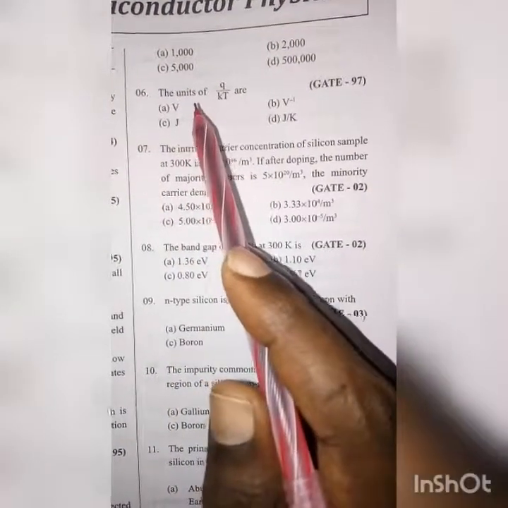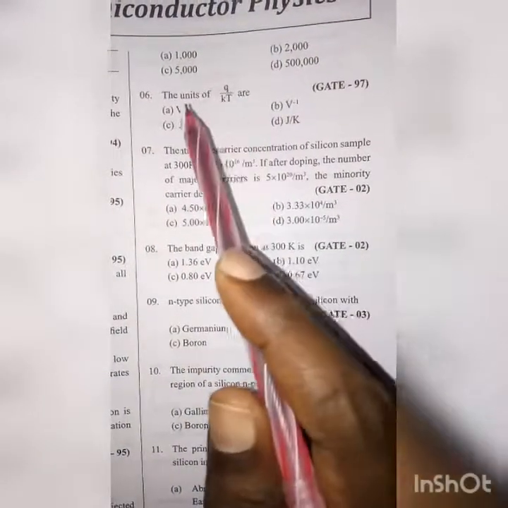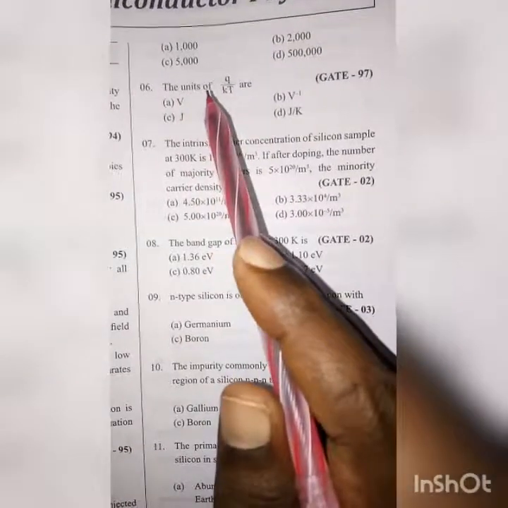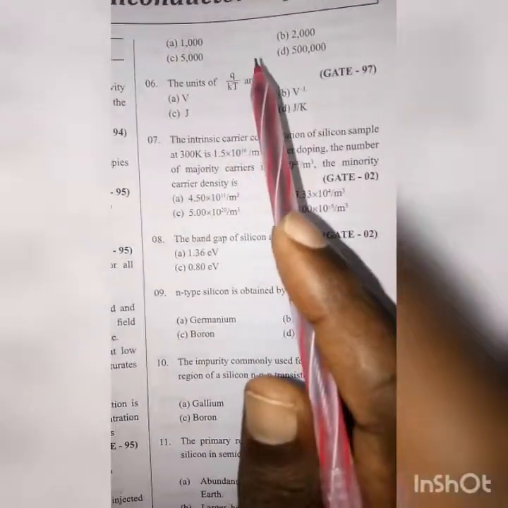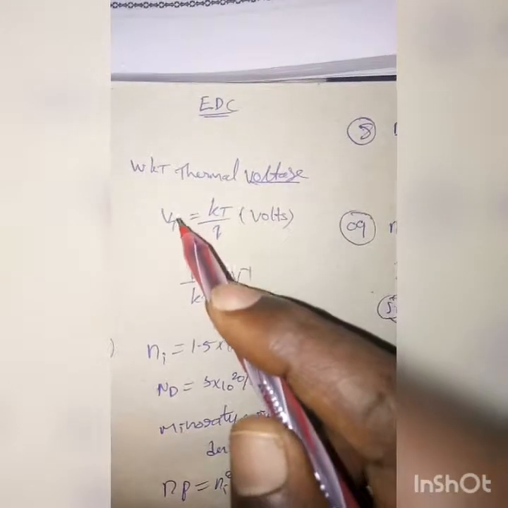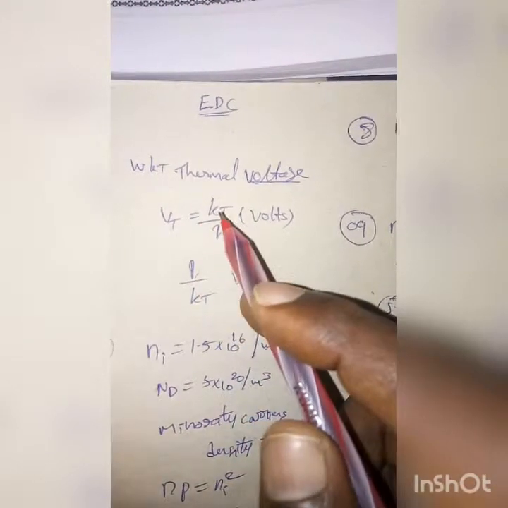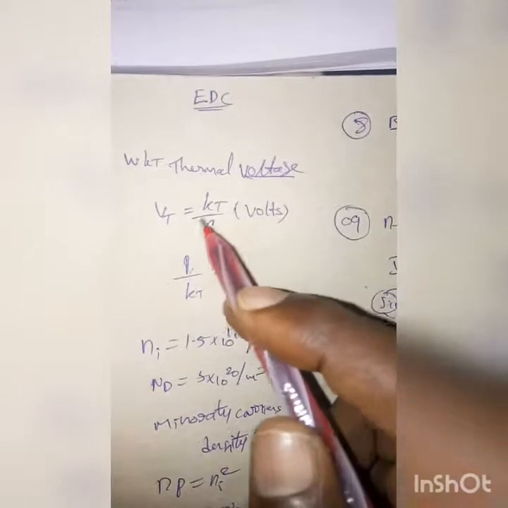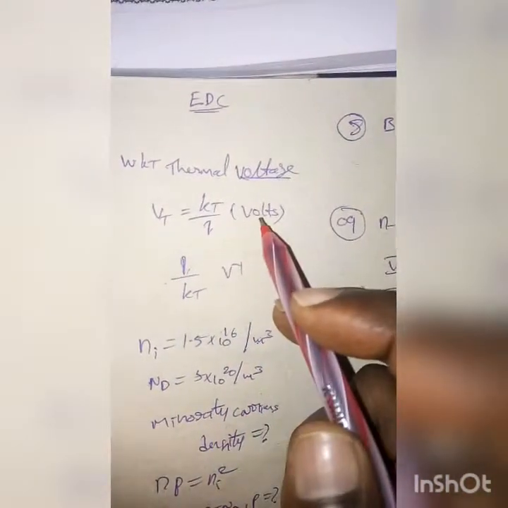The units of Q by KT are... See the solution. You know that thermal voltage is equal to KT by Q. This is the formula for thermal voltage. That means voltage means units are volts.